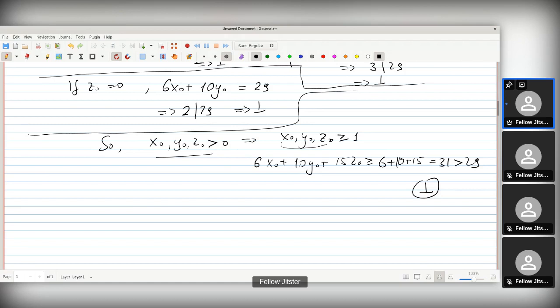Is it clear? Yeah. There is no solution which consists of non-negative integers, of naturals.